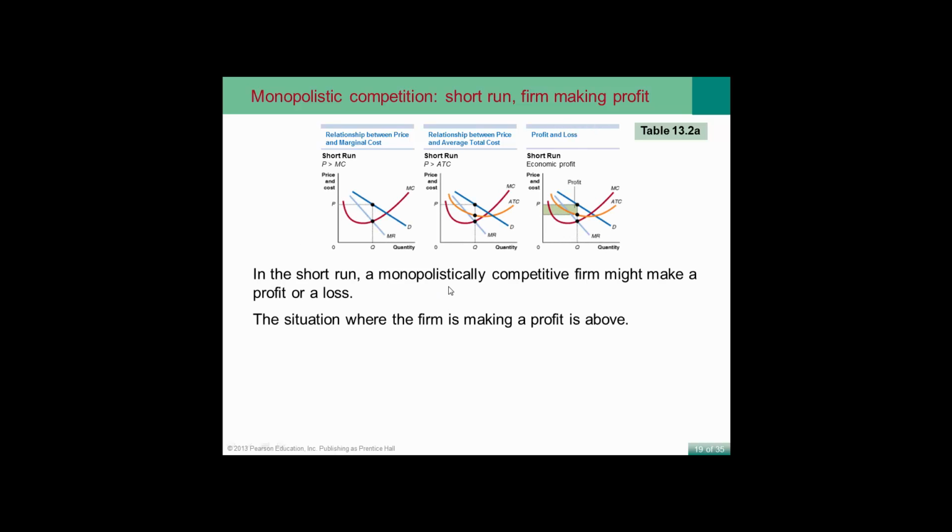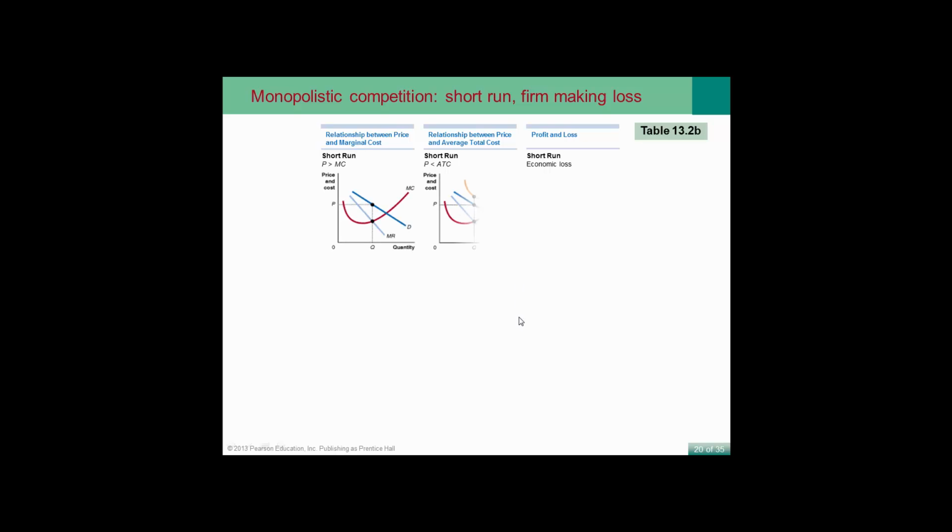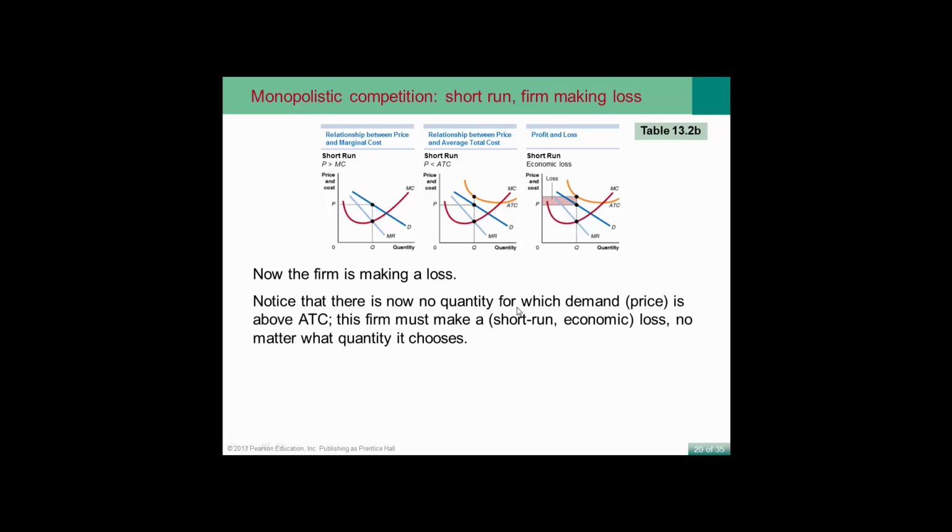In the short run, monopolistically competitive firms might make a profit or a loss. The situation where a firm is making a profit is above. Notice that there are quantities for which demand price is above average total cost. This allows the firm to make a profit. So you're making a profit in this green area here. The firm making a loss is where average total cost is above demand. Therefore, it's a short-run loss, and they'll have to decide what to do with that.